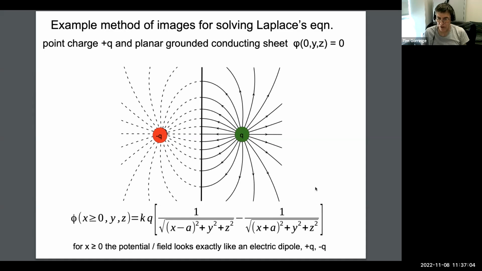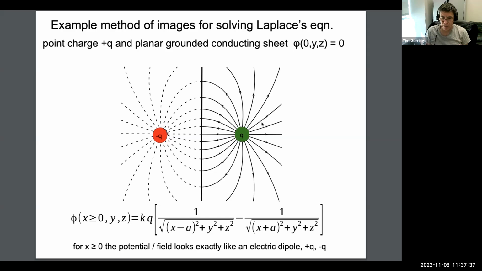So at first sight, this might look like a rather complicated problem to solve. It's complicated, in part because you don't know how the charge is distributed on the sheet. You only know that the electrical potential is 0 on the sheet. It's also complicated, you can see, because the pattern of field lines in the neighborhood of the charge, in the neighborhood of the sheet, is quite complicated.